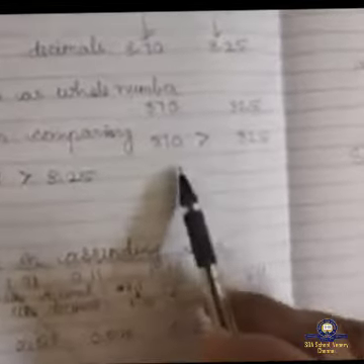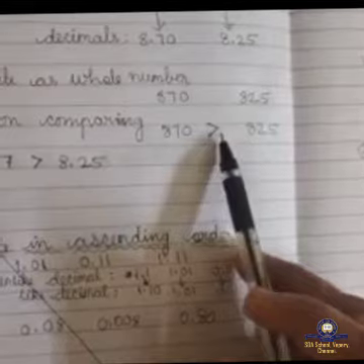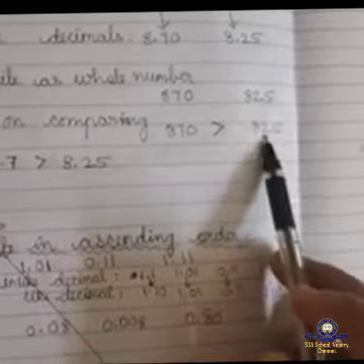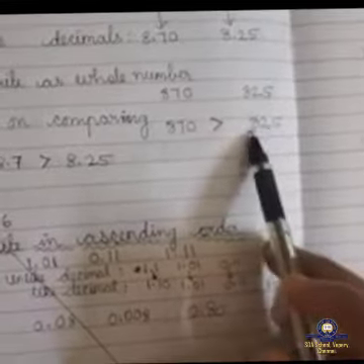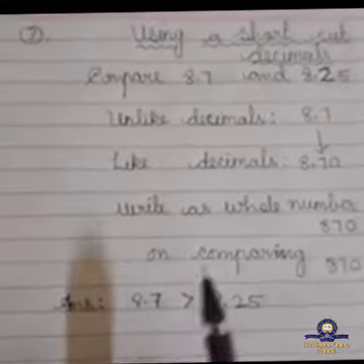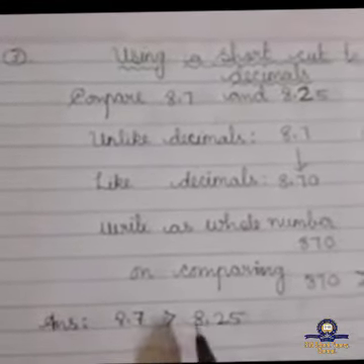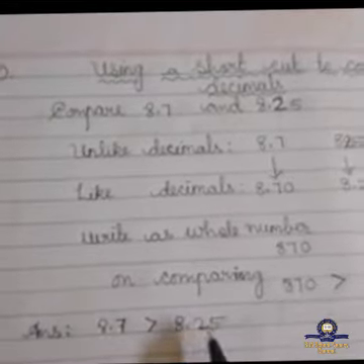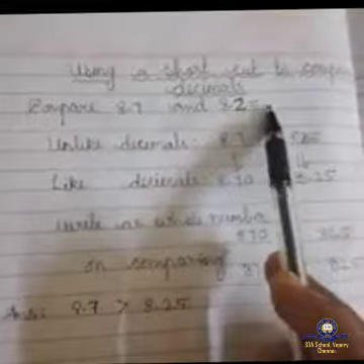On comparing, how do we compare? As whole numbers we compare: 870 greater than 825. Understood? Now when it comes to writing the answer, we will write the question itself, 8.7 greater than 8.25. You cannot directly write 8.7 greater than 8.25. No, we have to go through these steps.